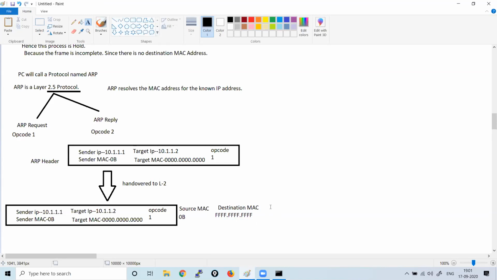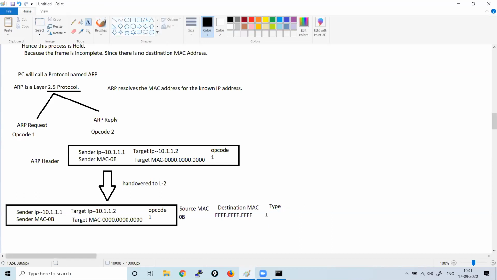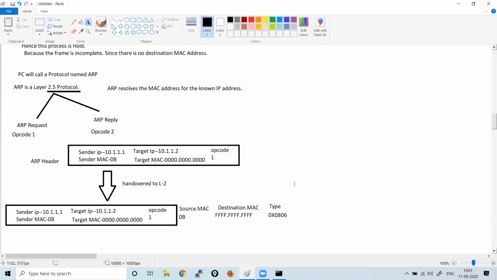Now, what other field is left? Type is left. What is the type over here for ARP? 128? No, don't confuse it with TTL and ARP. See, type is different and that is different. Don't study just to remember. If you do so, you'll forget.